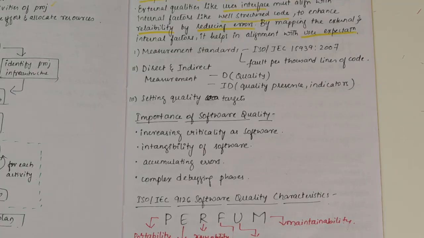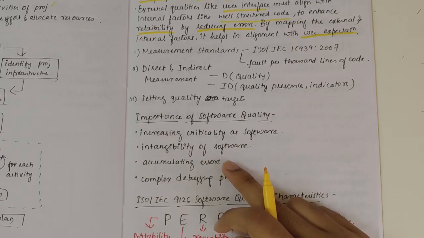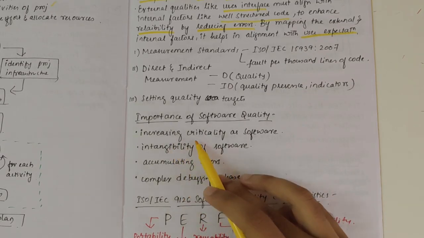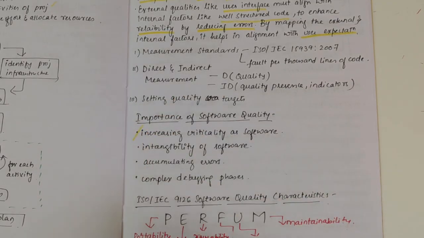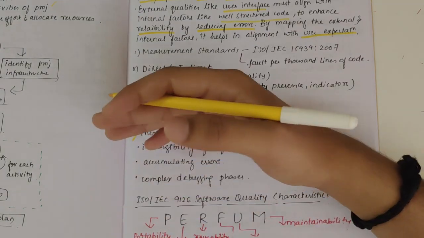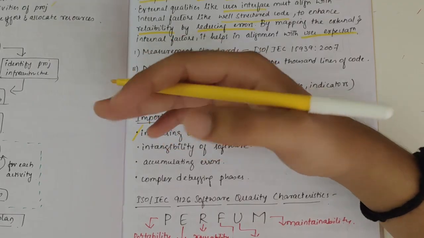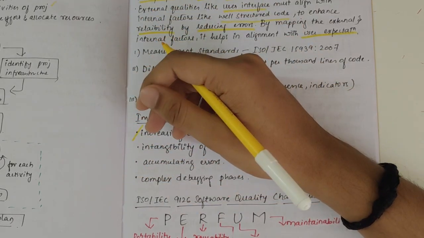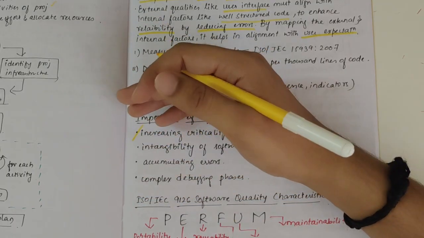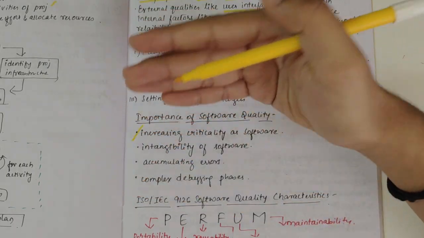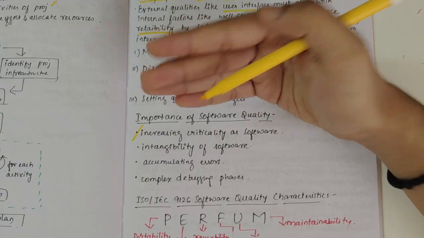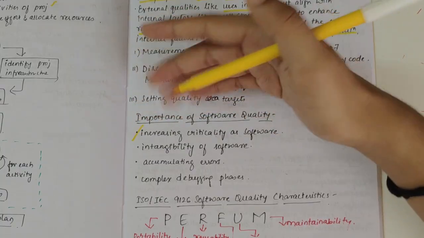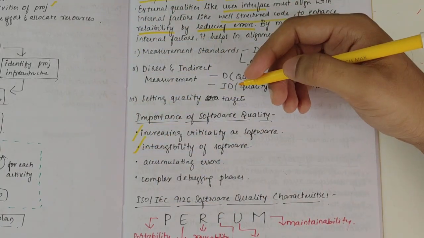Important. Because there are 4 points here, we need to expand these 4 points and write. The first one is the increasing criticality of software. As software is increasingly used in safety critical applications, reliability becomes very important, right? Users and organizations heavily depend on computers, which means the quality should be of a high level, and not just the quality, even the safety should be considered here.